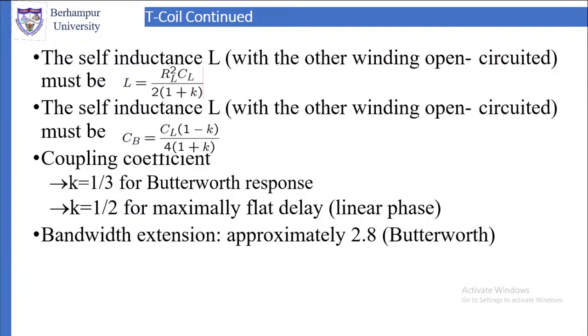Now for the capacitance, CB must be equal to CL into 1 minus K by 4 into 1 plus K. CL is the load capacitance that you know. So from that we have to find out what is CB. So CB has to be equal to CL into 1 minus K by 4 into 1 plus K.